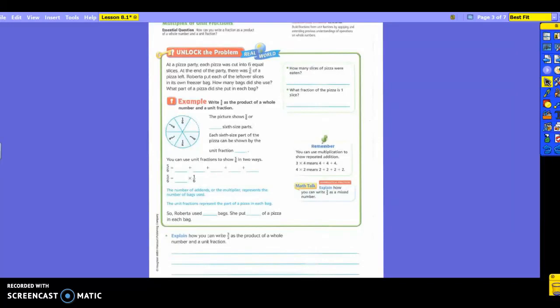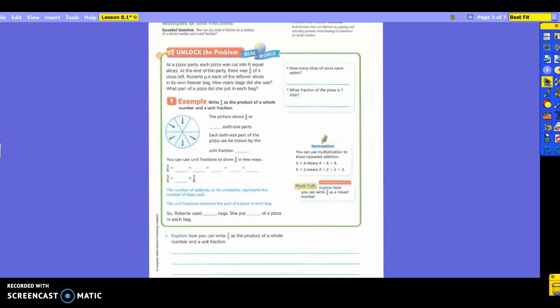All right, today for lesson 8.1, we're going to do multiples of unit fractions. So if you remember from our review of our vocabulary, unit fractions have a numerator of 1. Okay, so we're going to be doing some multiples of that. Let's read the first problem here.